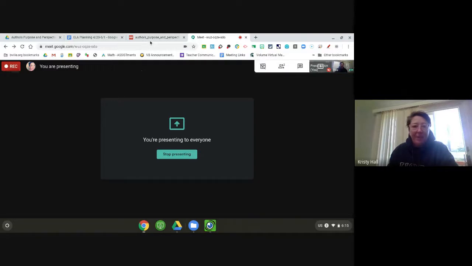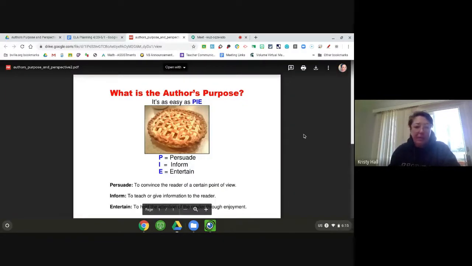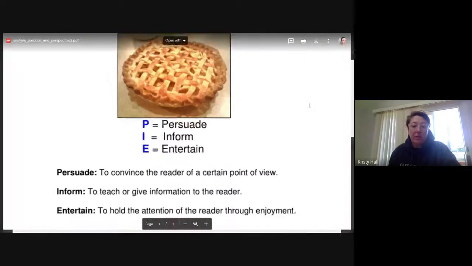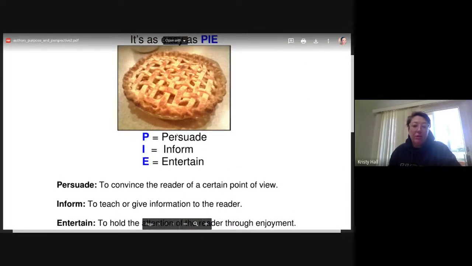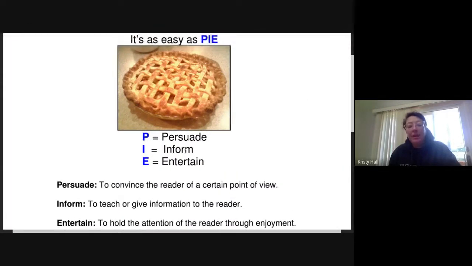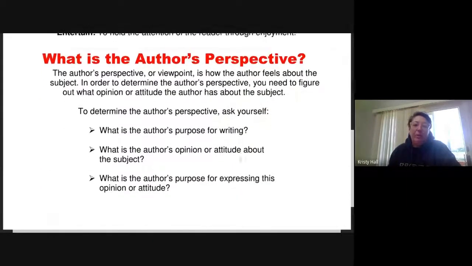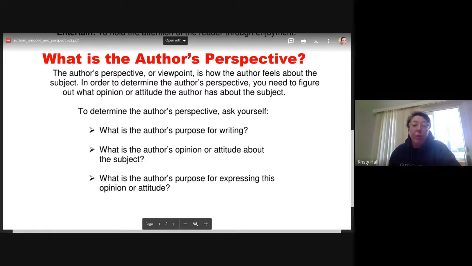Everyone. Today we are going to be talking about author's perspective. Now, we have already talked about an author's purpose. The author's purpose is why they wrote the article, which is either to persuade, inform, or entertain. Today we're going to talk about the author's perspective, which is their viewpoint or how they feel about the subject.